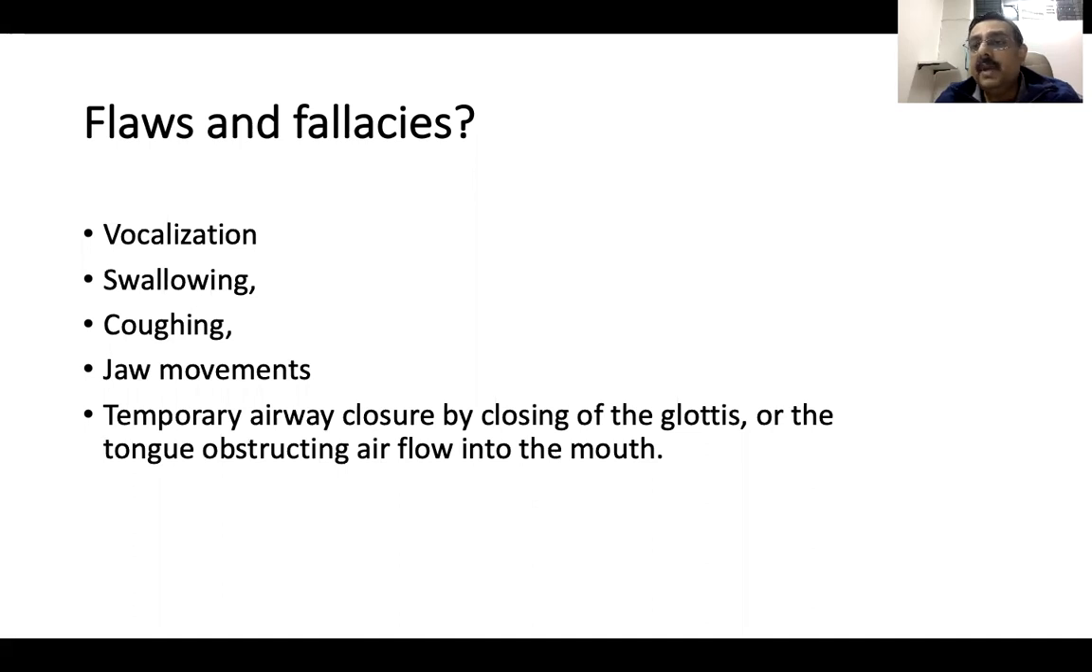Then sometimes they might be talking simultaneously, that is vocalization, then swallow artifacts. If they try and swallow at the same time, swallowing leads to transient glottis closures, and that is a problem. Then coughing in between, jaw movements. Sometimes they're trying to chew when they're breathing. So these are the flaws and the fallacies which are there with the IOS, and gradually as you do these over time, you will get to know how to sort them out.